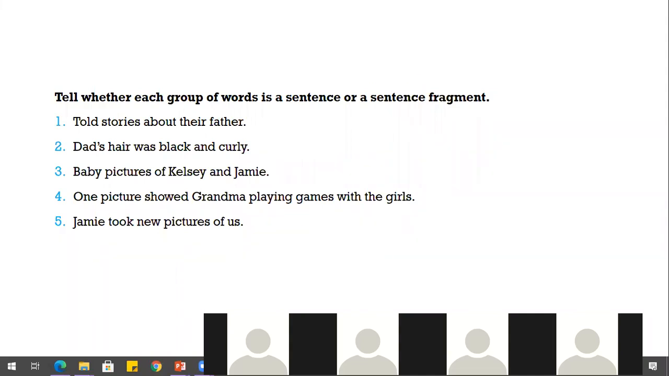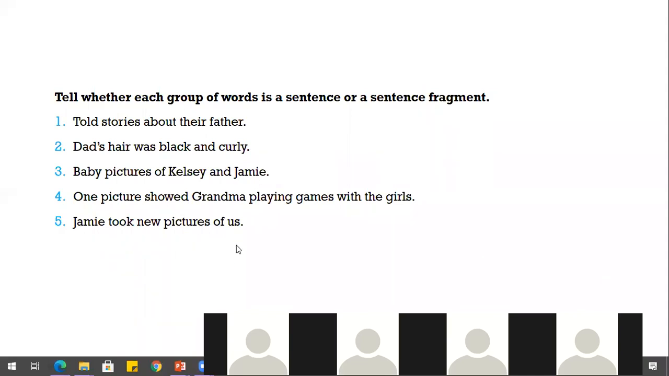Oh, yeah. Baby pictures of Kelsey and Jamie. Sentence fragment. It's a fragment, all right, because we are missing our predicate or a verb. You're good. So in order to make it a complete sentence, what could we add? Baby pictures of Kelsey and Jamie were in the drawer, for example. Or were on the table. Okay, thank you so much.